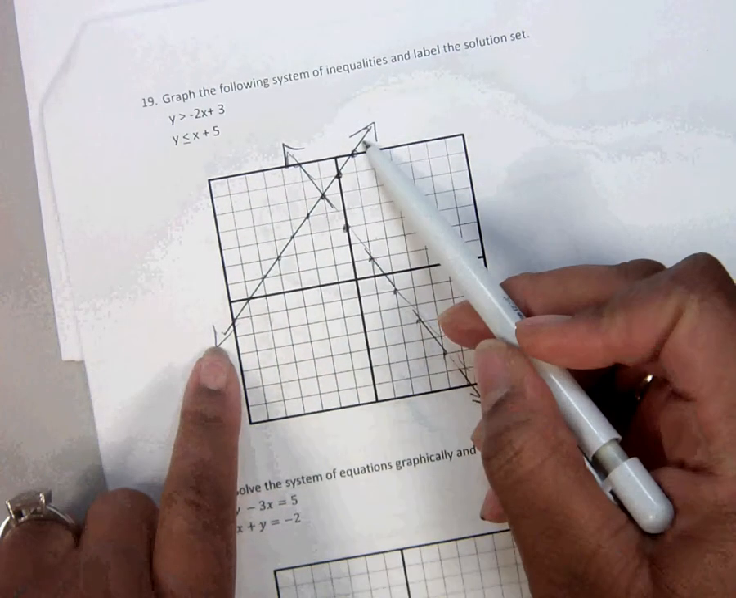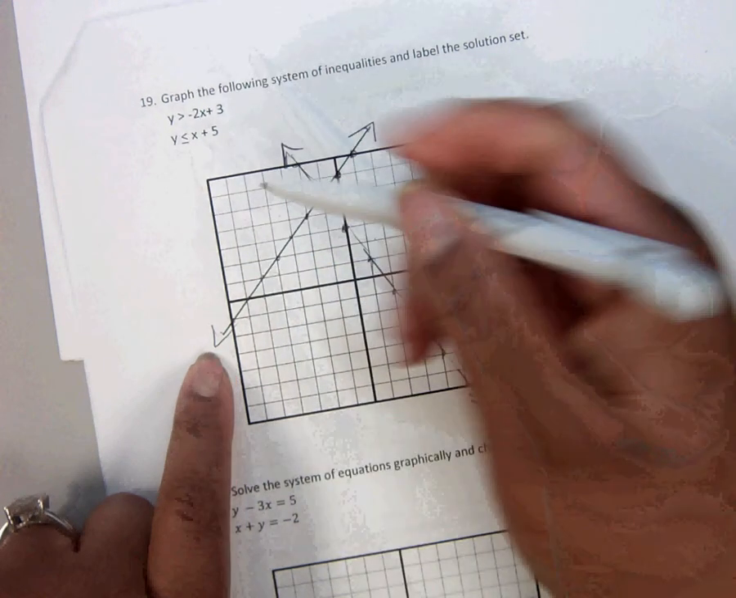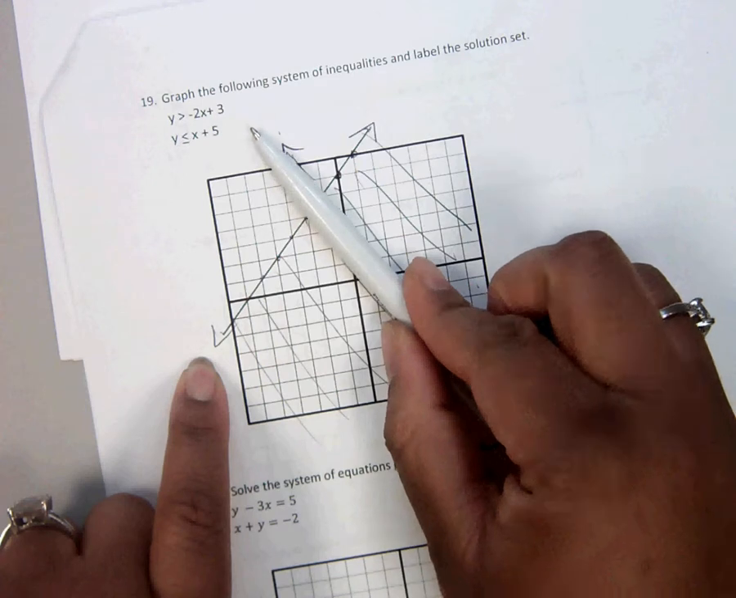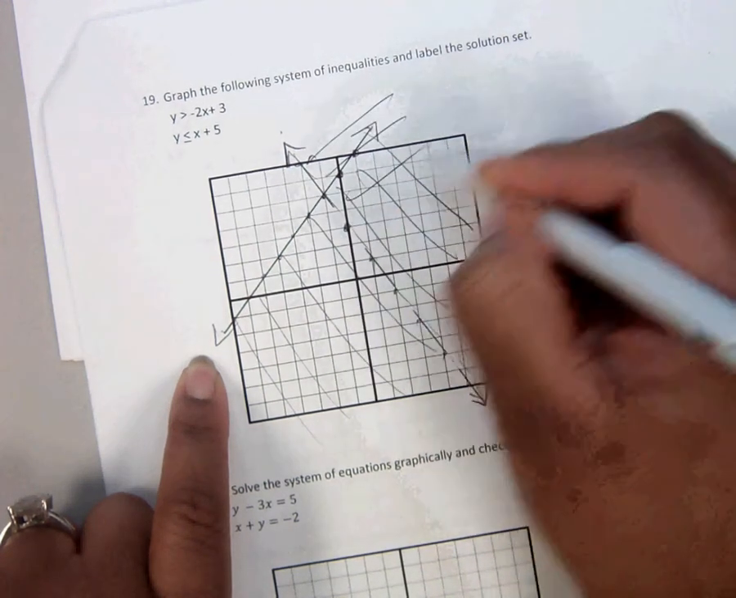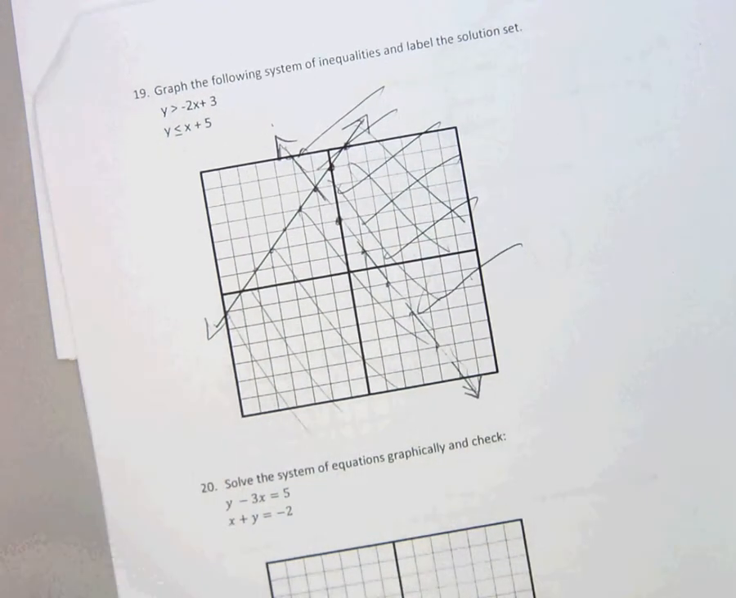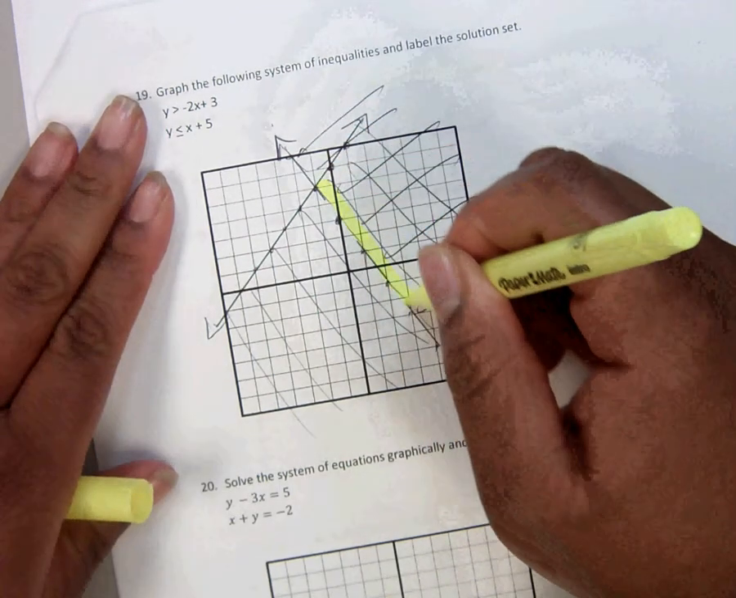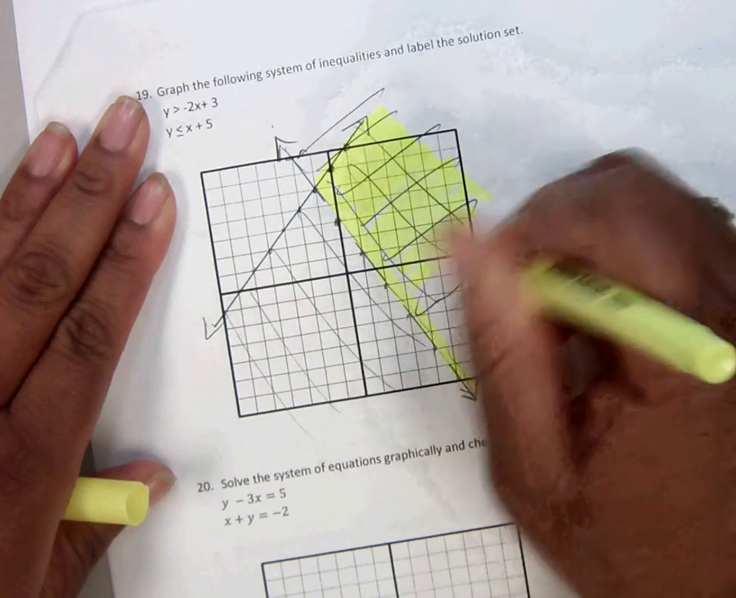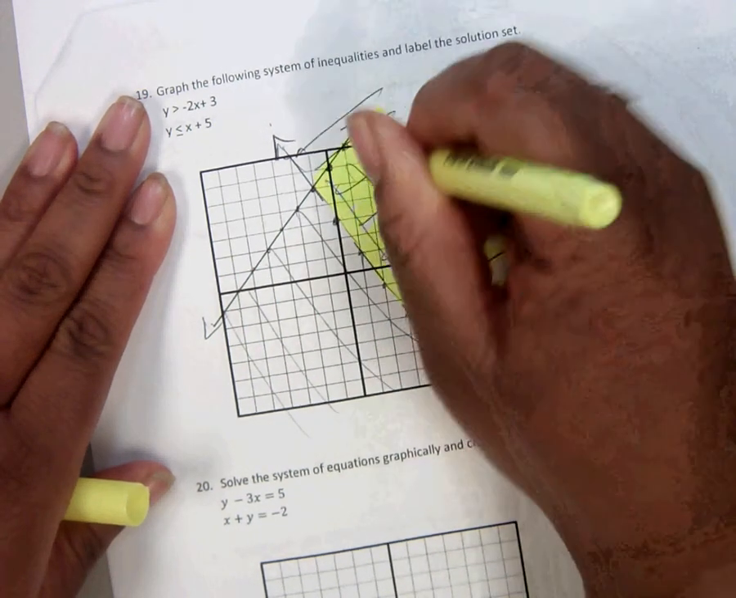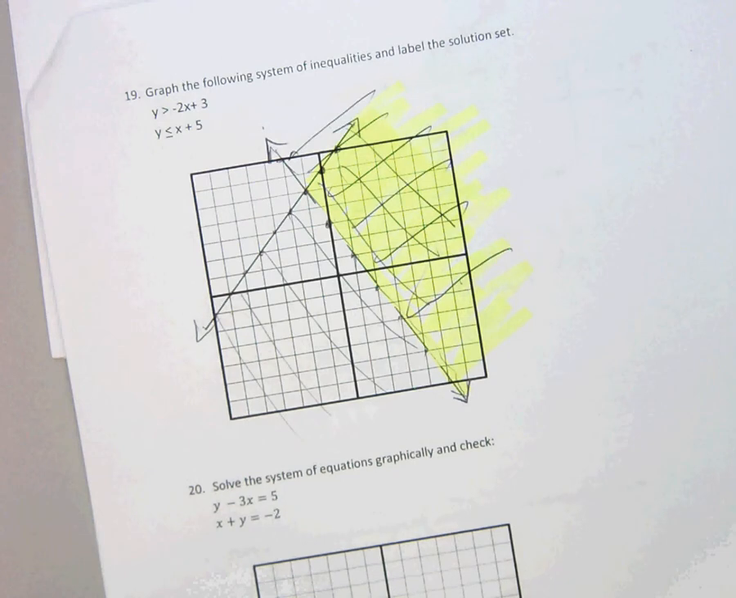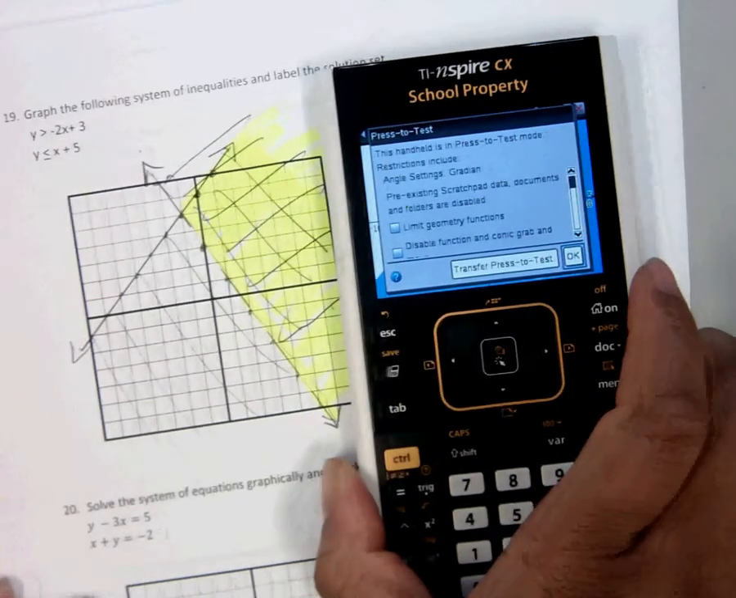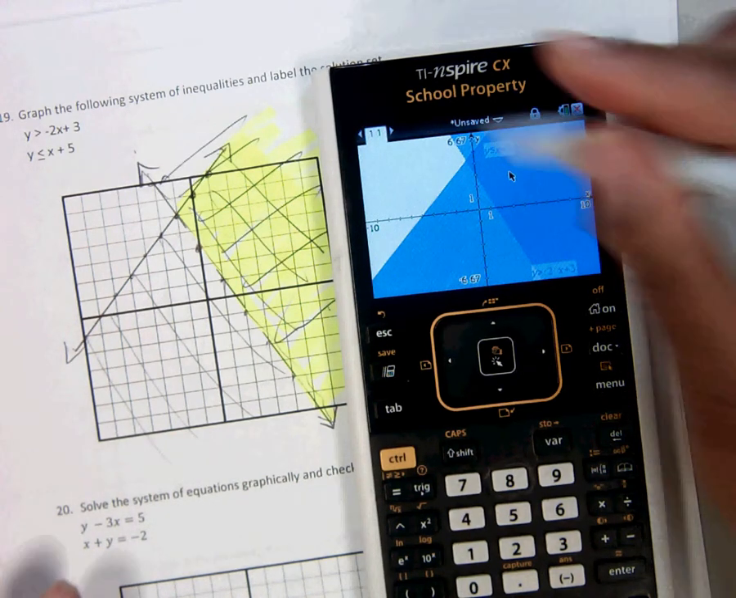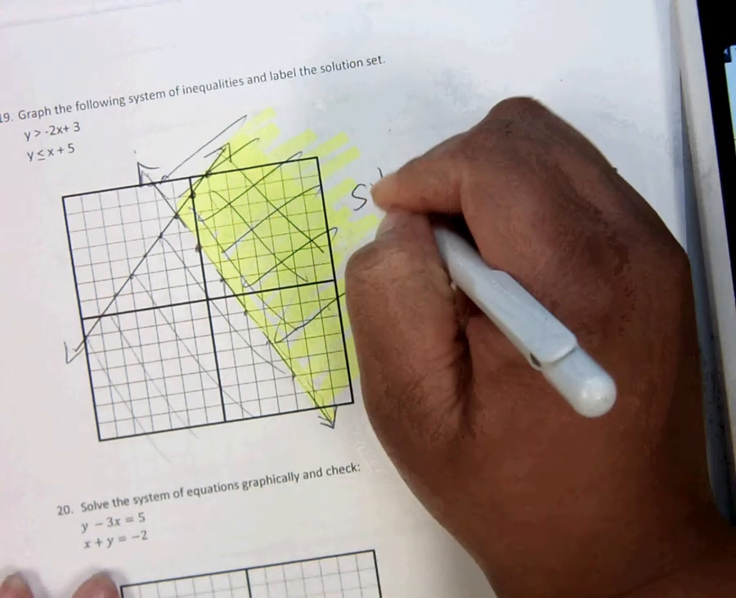For this line, we shade less than, so down. For this line, we shade greater than, so up. And there's the double shaded region. You should be able to see that it matches. So I quickly did it by hand and quickly did it using the calculator. So choose your method.